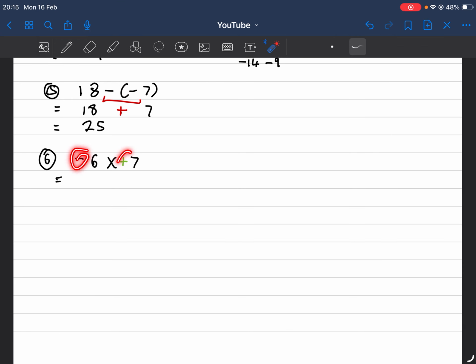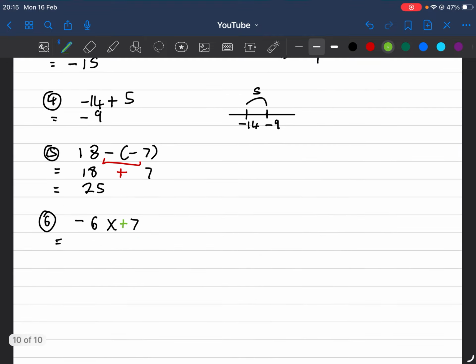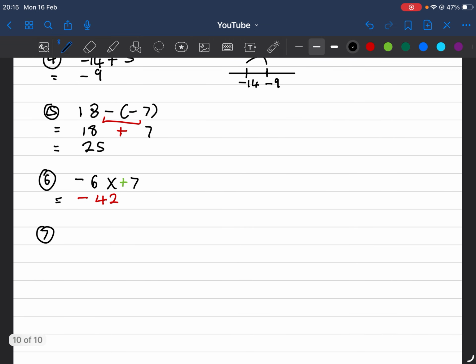So let's look at it. A negative and a positive being multiplied. According to our table, a negative and a positive should give you a negative. So let's go ahead and put that down. So it'll give us a negative, and then we're going to go ahead and multiply them. 6 times 7, and that's going to give you 42. So your answer is going to be negative 42. Straightforward, right? So this is now applying your table and your multiplication or division.